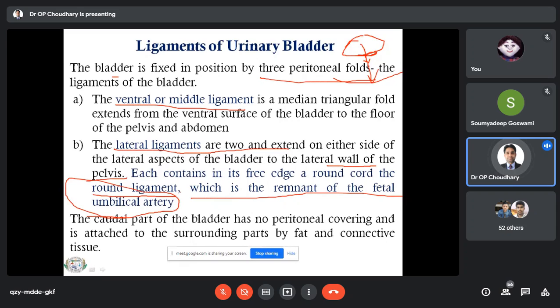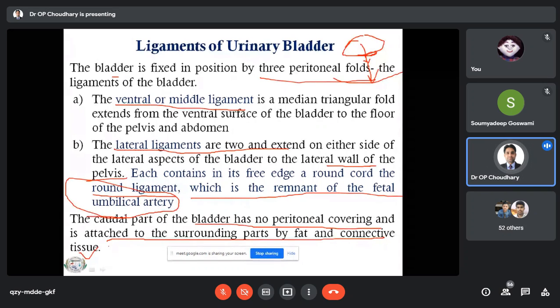So these are the three peritoneal folds. Two are lateral and one is ventral. And the caudal part of the bladder has no peritoneal covering. Caudal part means the vertex part, and it attaches to the surrounding fat and connective tissue. So there are three peritoneal coverings. Two are lateral and one is ventral.